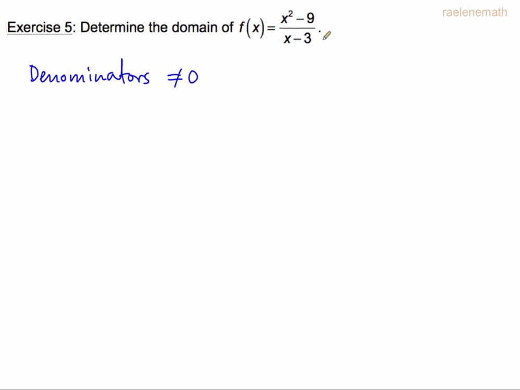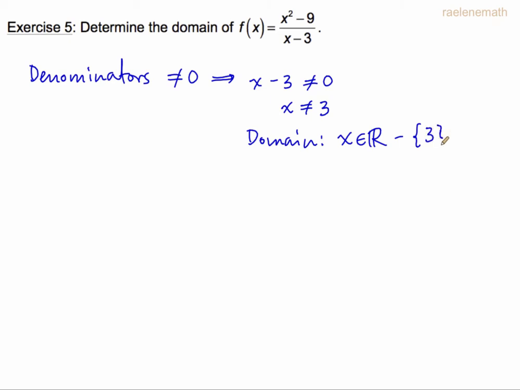Now it's possible in this function that we can simplify a little bit. We could continue with this domain restriction and simply say that the denominator is x minus 3, which can't be 0, and solving that says that x cannot be equal to 3. And so we end up getting that the domain is all real numbers, excluding or taking away the single value of 3.